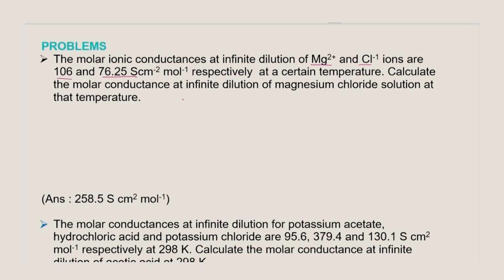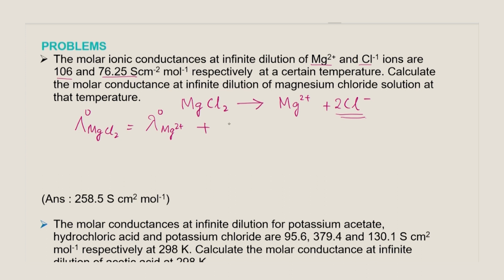First of all, what we have to do is take magnesium chloride and write down its ionization: MgCl2 gives Mg2+ plus 2Cl minus. You should take care that here we will be having 2 chloride ions. Therefore, lambda 0 of MgCl2 will be equal to lambda 0 of Mg2+, that is only one ion, plus 2 into lambda 0 of Cl minus, because from one MgCl2 molecule you are going to get 2 chloride ions.